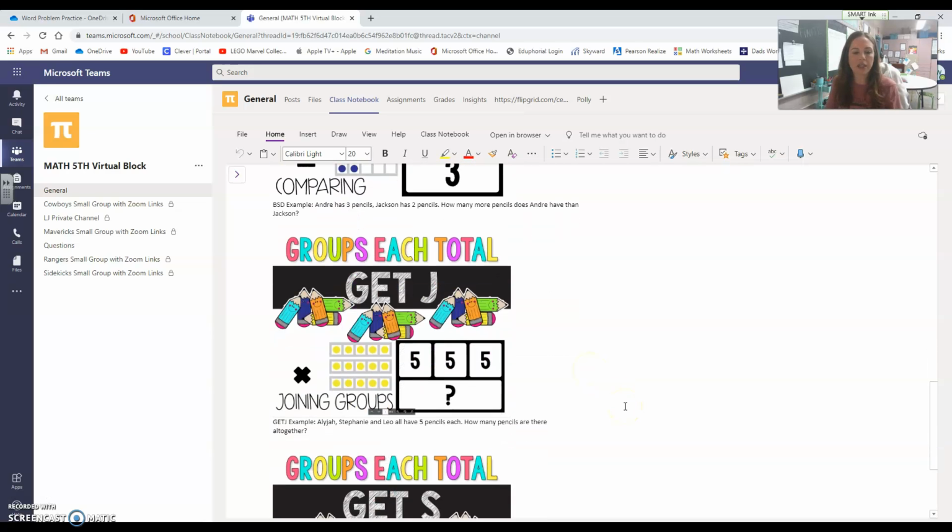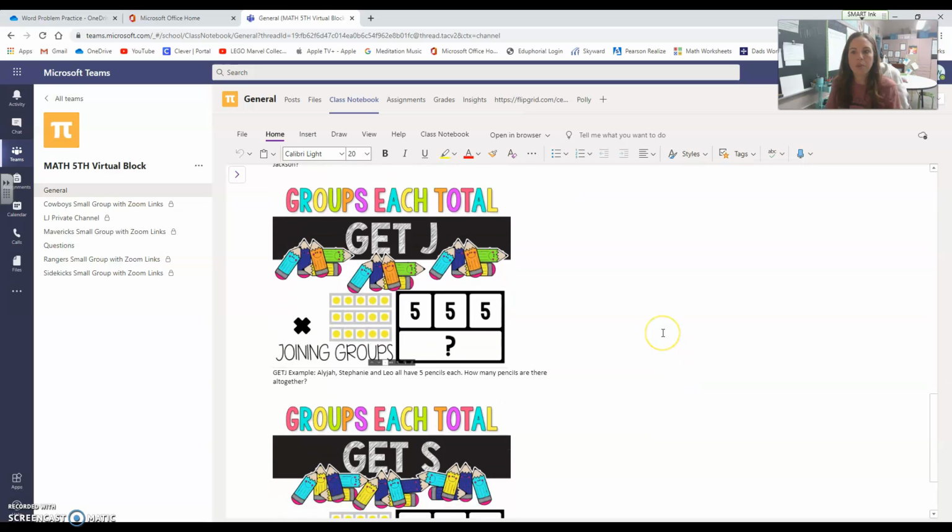All right, let's get into groups. Remember what we said on Monday, or Tuesday, what multiplication is. Multiplication is joining equal groups. So when we join groups that are the same, that are equal, that is multiplication.